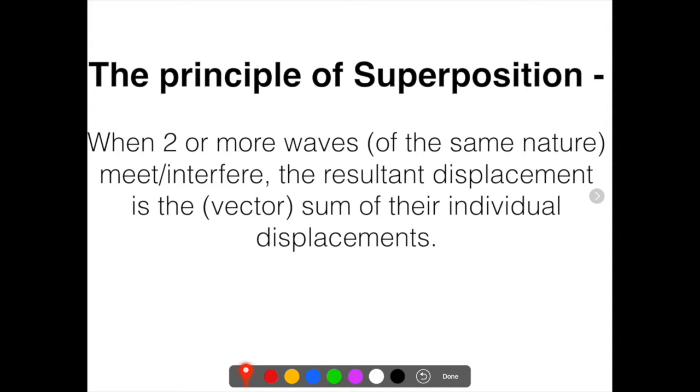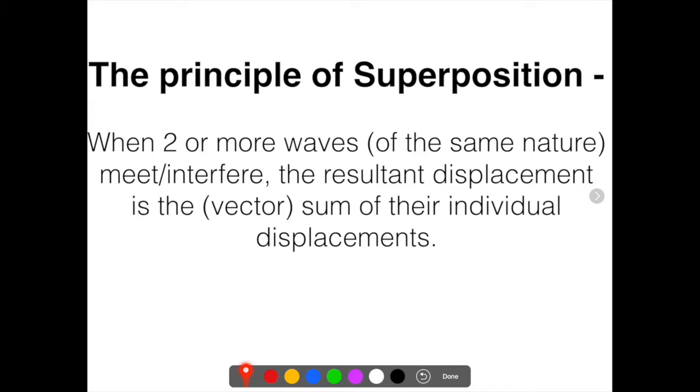Okay? The two waves also have to be the same nature, right? You can't have a light wave and a sound wave cause superposition. They're not going to interfere with each other. They're different types of waves. They affect different things, right? And so they do have to be the same nature, working with the same medium and causing the same types of changes. Okay? Now, the resultant displacement is the vector sum of individual displacements.